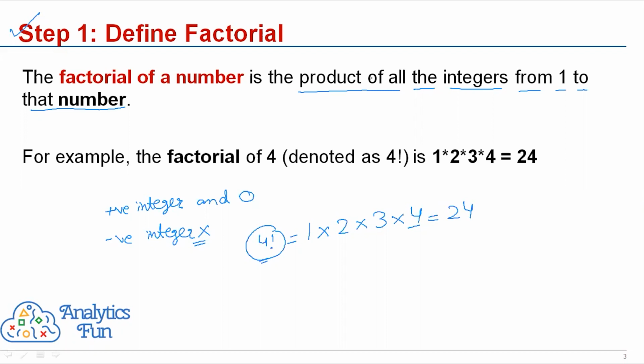Now if I ask you to calculate the factorial of say 6, what will you do? You will proceed in the same manner: 1, 2, 3, 4, 5 and 6. Now take the product. 1 2s are 2, 2 3s are 6, 6 4s are 24, 24 5s are 120, 120 6s are 720. This is how you define the factorial of a positive integer.